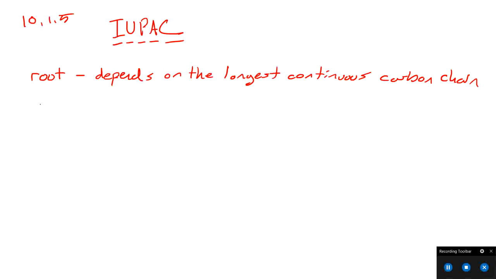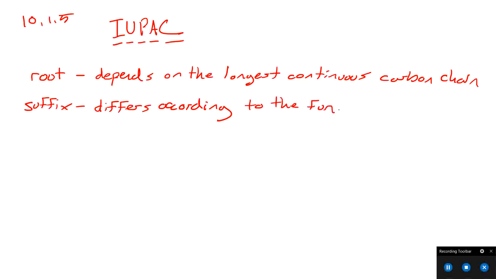Okay, so there's the root, there's the suffix. The suffix differs according to the functional group present. A functional group is something other than just a simple carbon-carbon bond. So an oxygen in a compound means it has a functional group. A double bond is a functional group. A nitrogen or a halogen are considered different functional groups, all having different ways to name them.